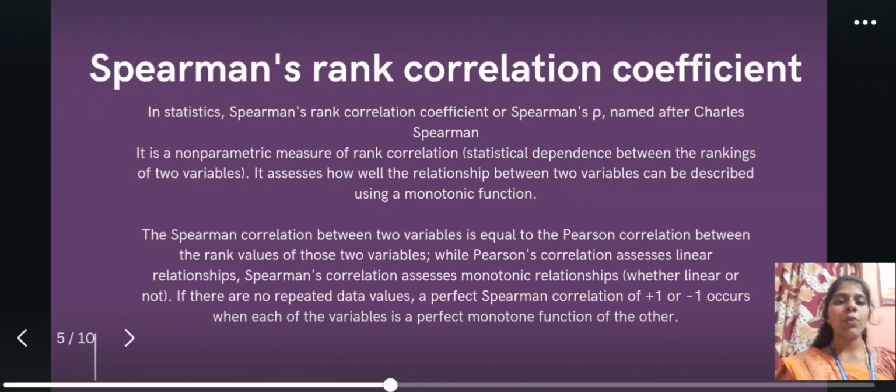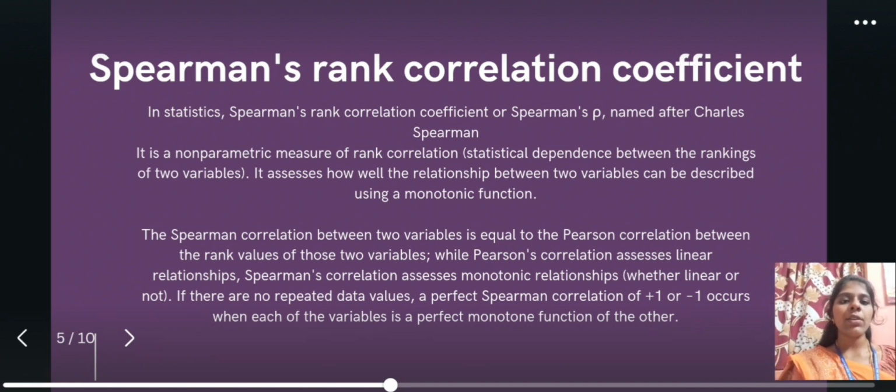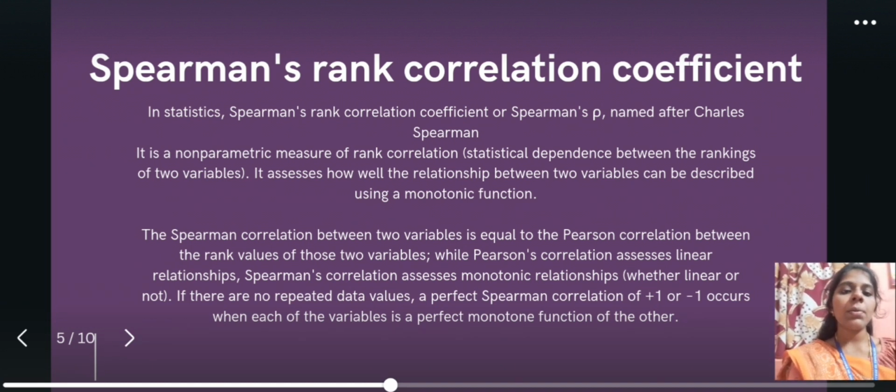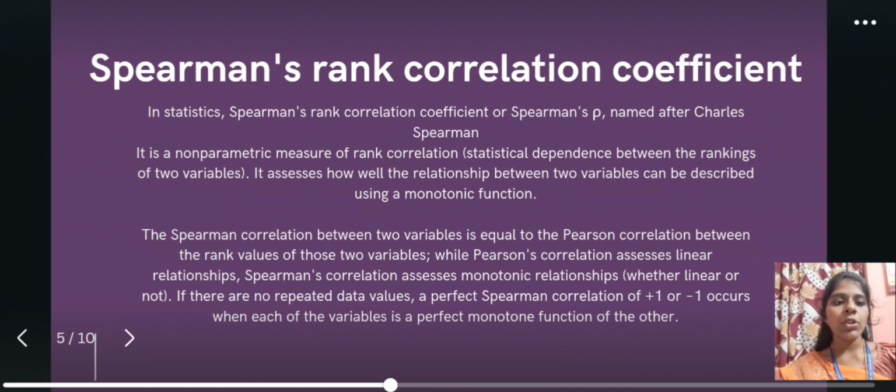Spearman's rank correlation coefficient. In statistics, Spearman's rank correlation coefficient, or Spearman's rho, is named after Charles Spearman. It is a non-parametric measure of rank correlation. It assesses how well the relationship between two variables can be described using a monotonic function. The Spearman correlation between two variables is equal to the Pearson correlation between the rank values of the two variables. While Pearson's correlation assesses linear relationships, Spearman's correlation assesses monotonic relationships.